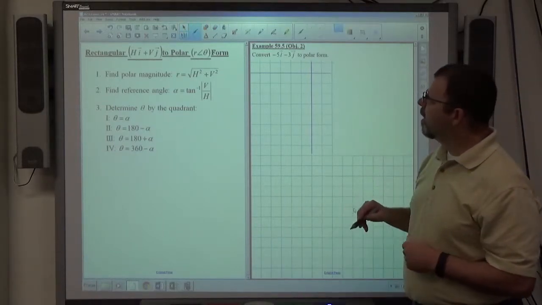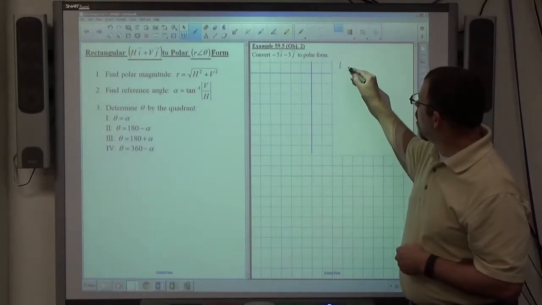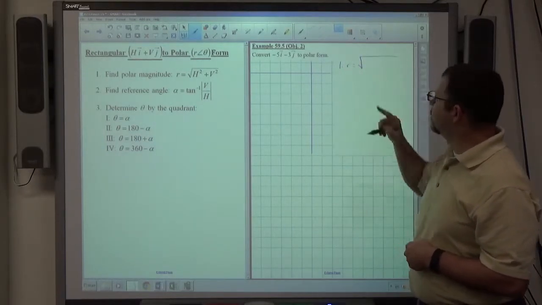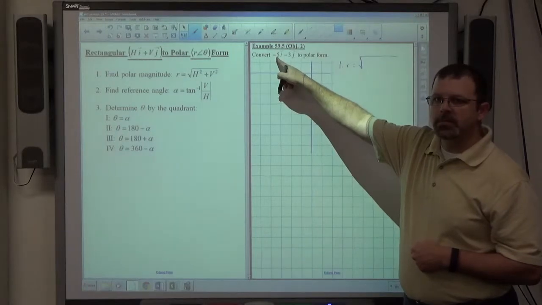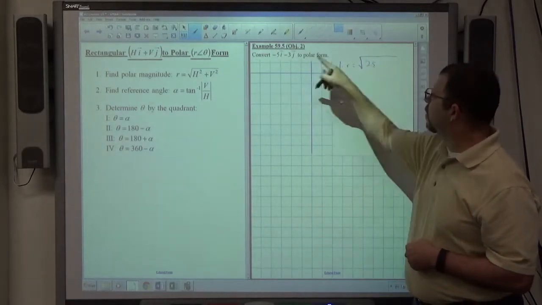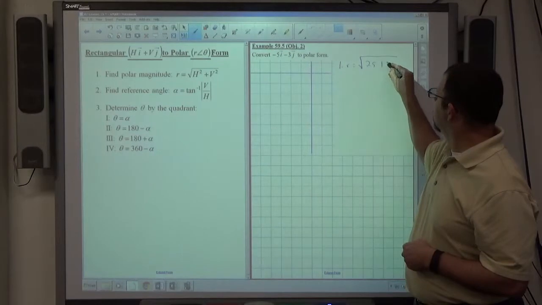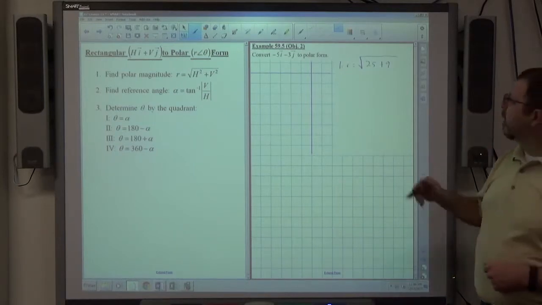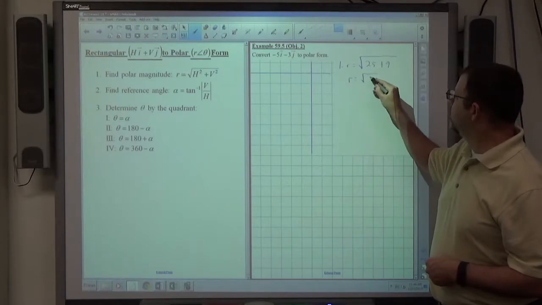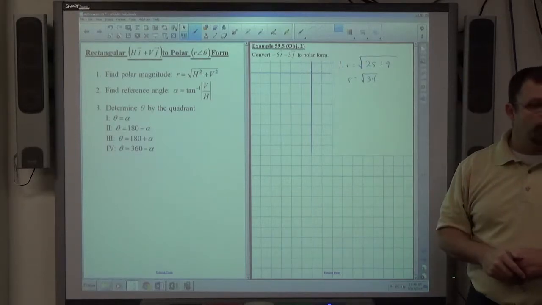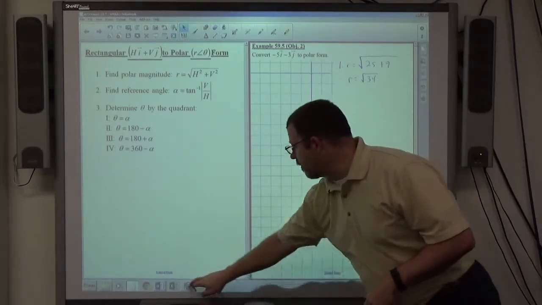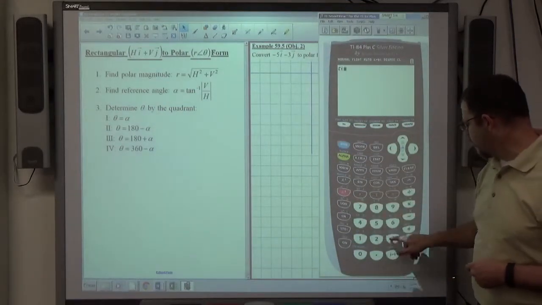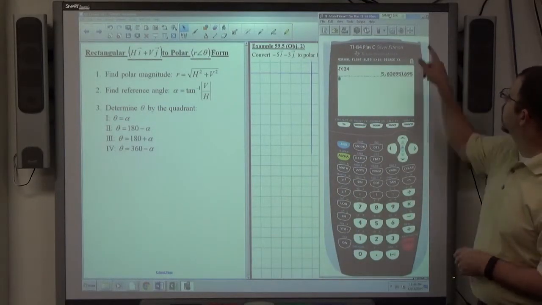Step 1. Polar magnitude. R equals the square root of... What's 5 squared? 25. What's 3 squared? 9. It's negative 5 and negative 3, but when you square things, you get positives anyway, right? So don't think about the negatives in step 1. Just square the numbers you're looking at, get what you get. That's going to be the square root of 34, which is perfectly fine. If you leave the square root of 34, that's fine. If you'd rather evaluate it to a decimal, square root of 34 comes out to 5.83.